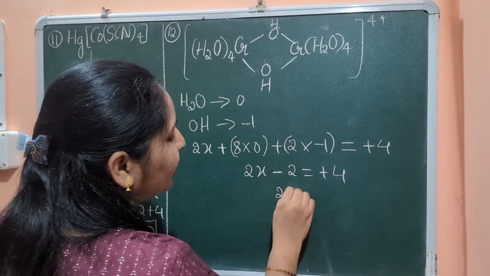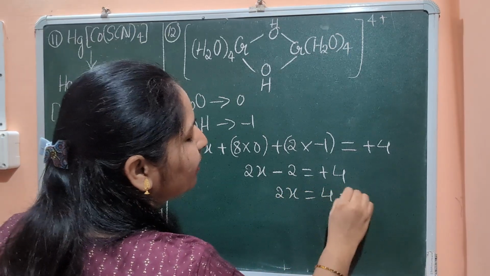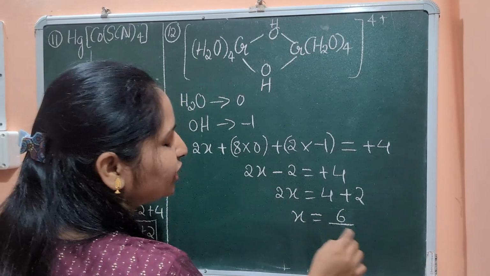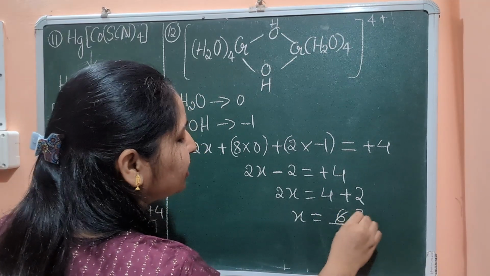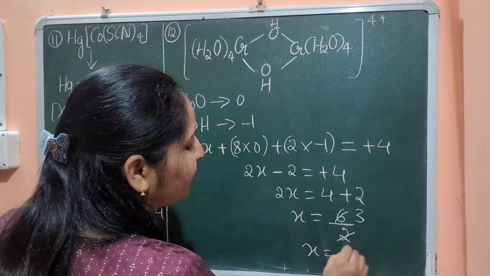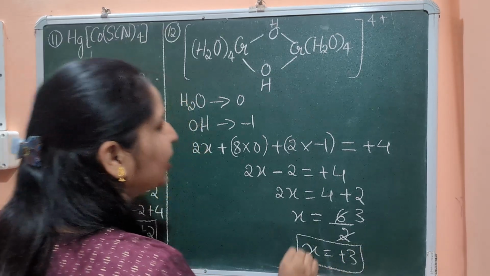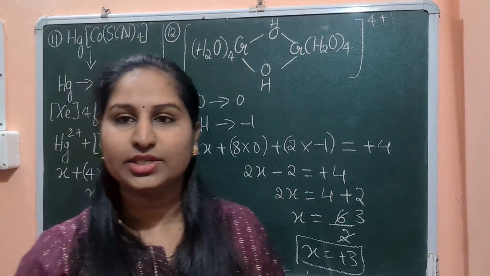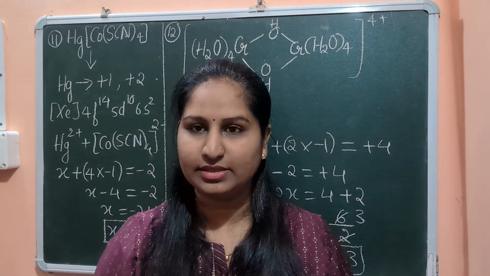So 2x is equal to 4 plus 2. x is equal to 6 upon 2, so 2 threes are 6, so x is equal to +3. Each chromium in this complex is going to have oxidation state +3 in this example.